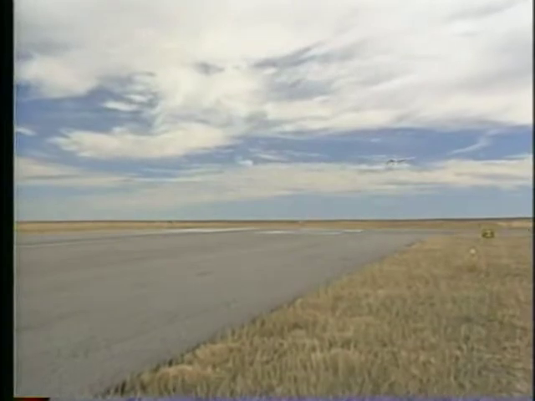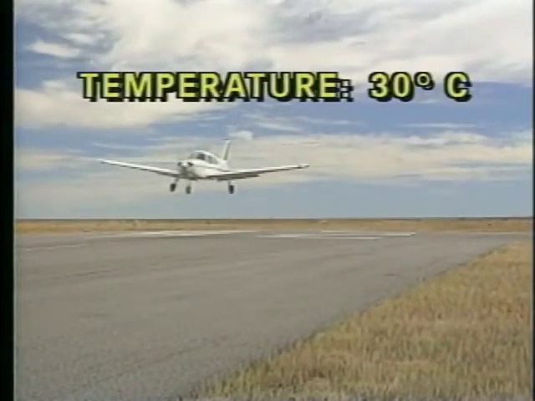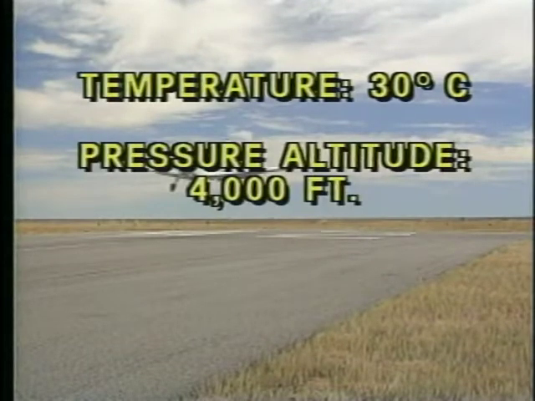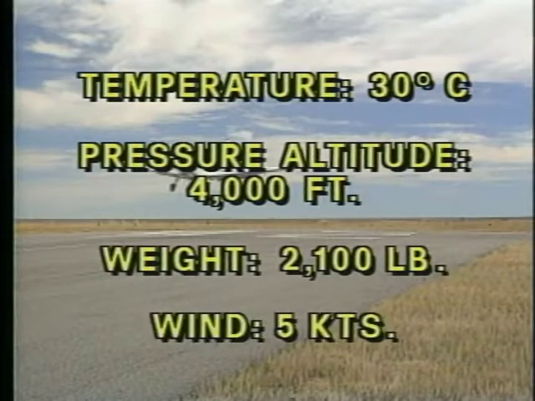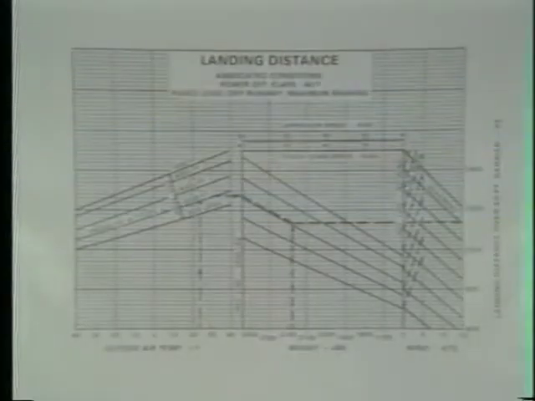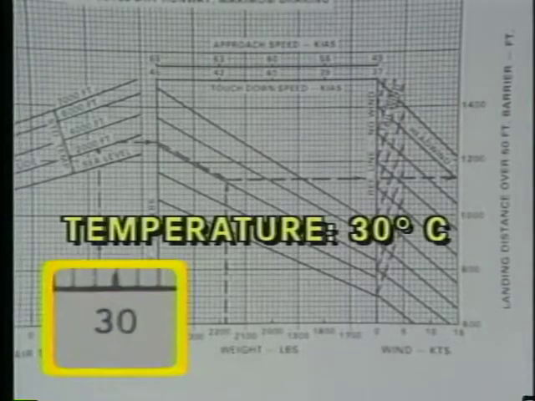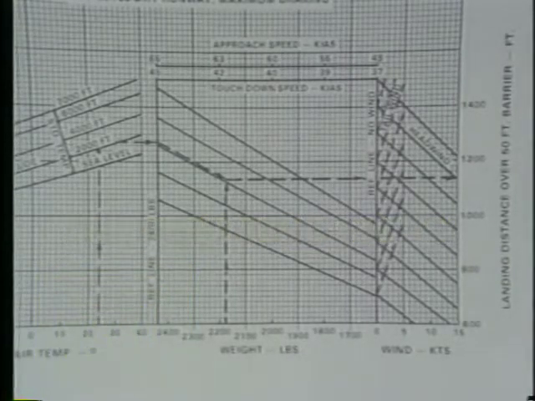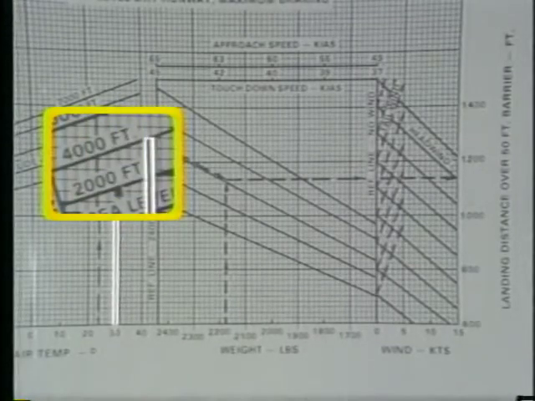For this sample problem, we'll assume the following conditions exist. The temperature is 30 degrees Celsius. The pressure altitude at the airport is 4,000 feet. The airplane's landing weight is 2,100 pounds, and you're landing into a 5-knot headwind. Now use these values to predict the landing distance by following a path through the graph. The first step is to locate the current temperature of 30 degrees. Next, proceed vertically to the 4,000-foot pressure altitude of the destination airport.